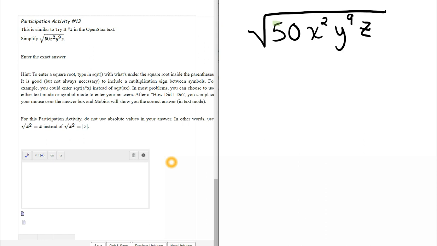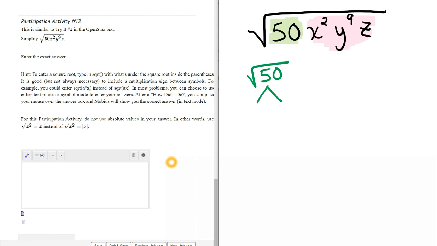Now, the 50 is numerical. It's the coefficient, and then behind that, you have all these variables. The way you take the square root of a coefficient is different than the way you take square roots of variables. So I'll start with the coefficient. The square root of 50 is not a perfect square. 49 is a perfect square. The square root of 49 is 7 because 7 squared is 49. But 50 is not. However, I can break the 50 down into two factors.